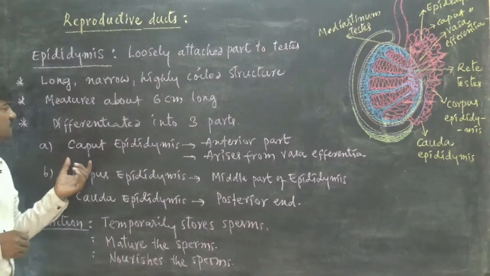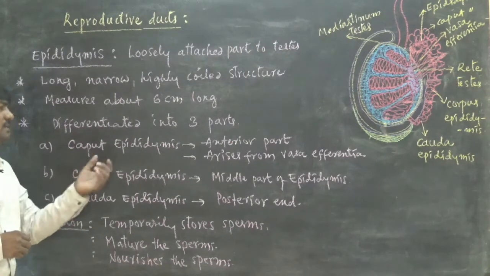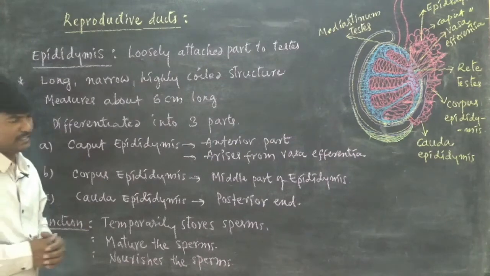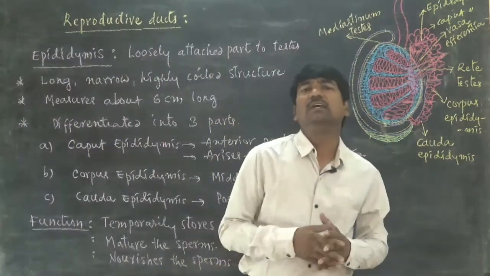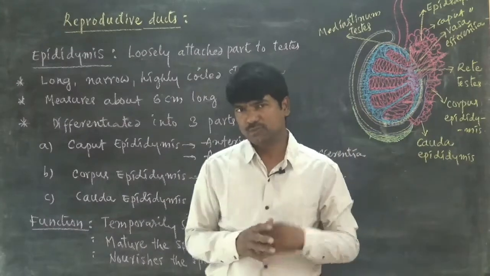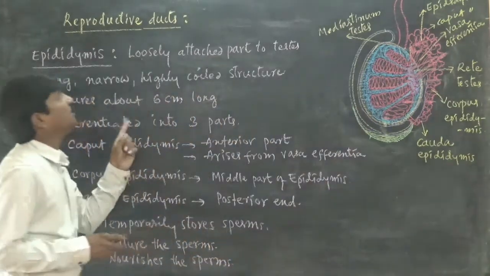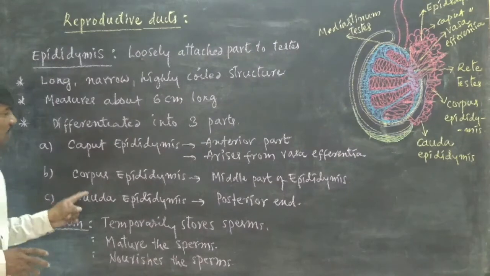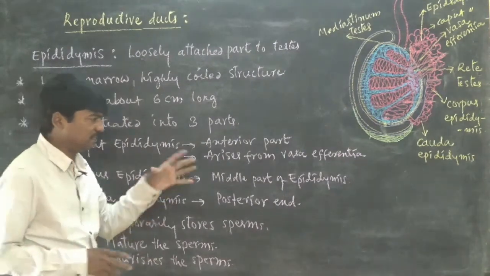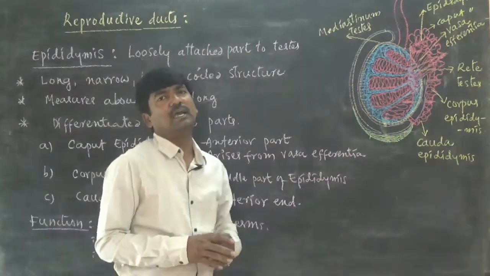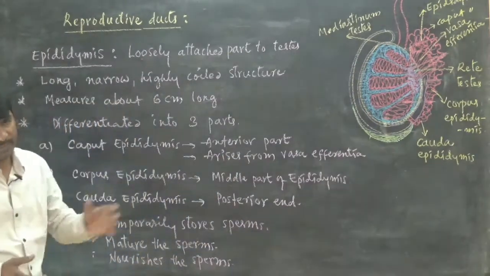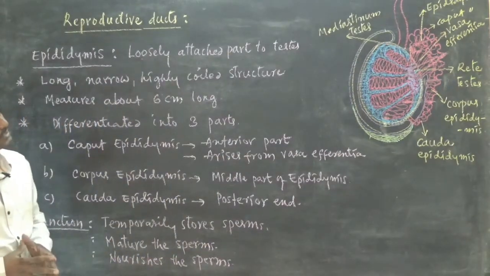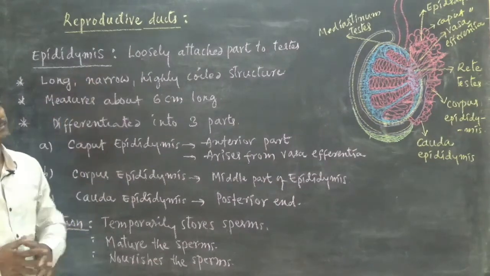Let us see what the caput epididymis is. It is the anterior part of the epididymis, and it arises from the vasa efferentia. There we can identify the anterior part. The second part, corpus epididymis, is the middle part of the epididymis, and the remaining part, known as cauda epididymis, is located in the posterior part. These are the three structures located in the epididymis.